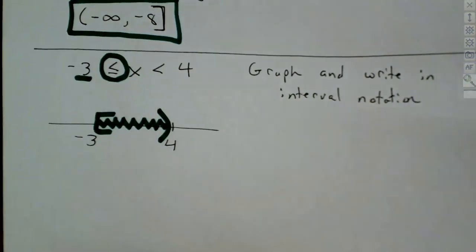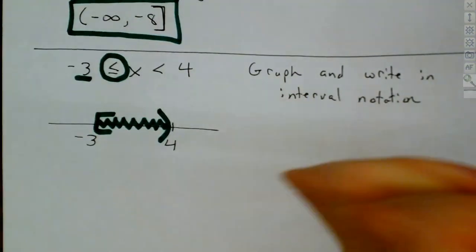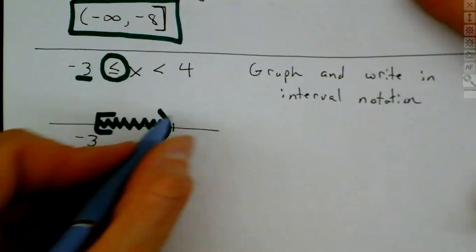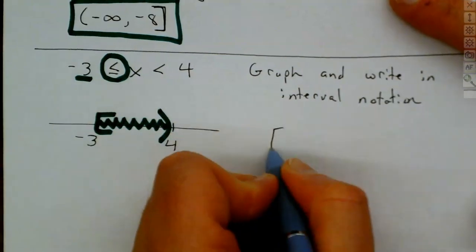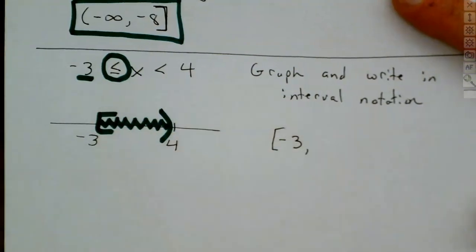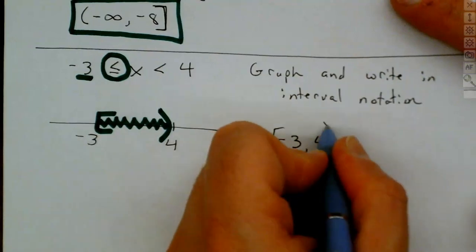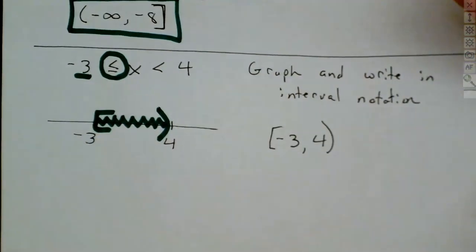So what does that now look like in terms of interval notation? Well, in interval notation, it's going to be -3 with the square bracket. And where does it go to? +4.